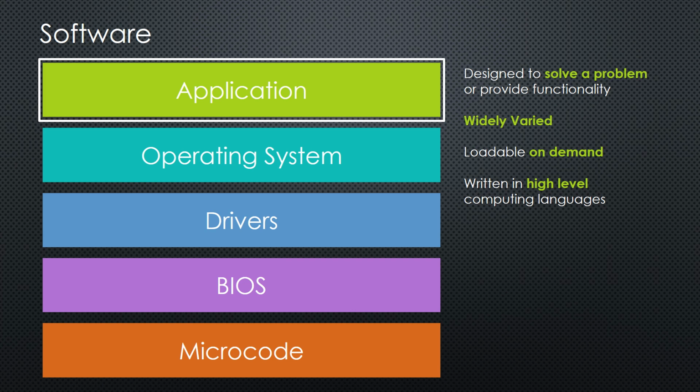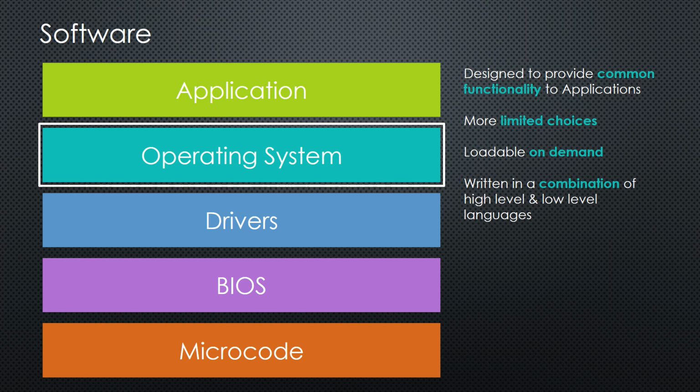And they're typically written in what are called high-level computing languages. These are languages like C# or Java or JavaScript or whatever that are multi-purpose, general-purpose programming languages that are fairly easy to write software in. That's generally what is used to write application software.